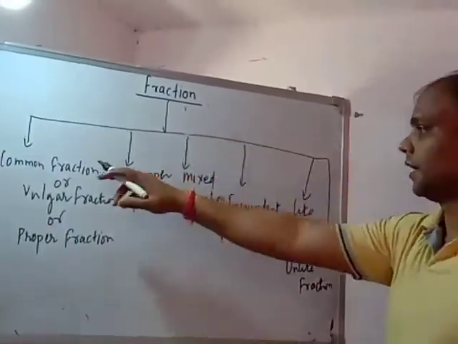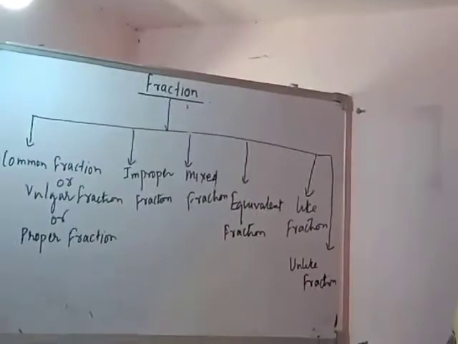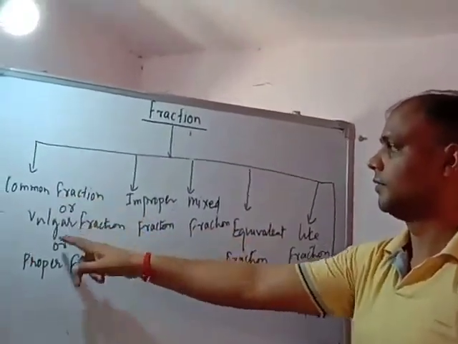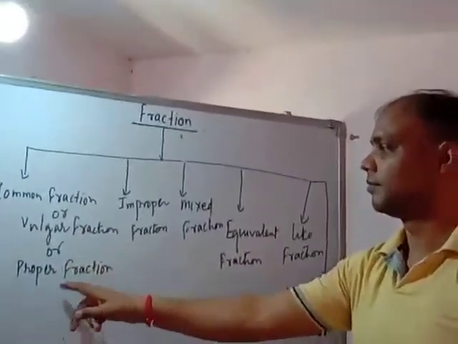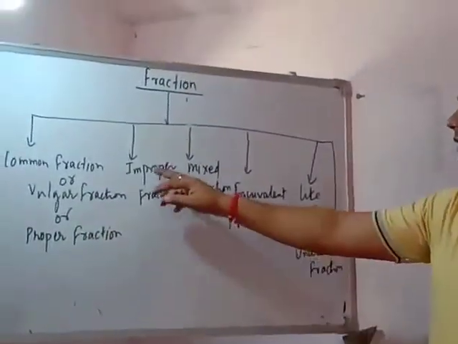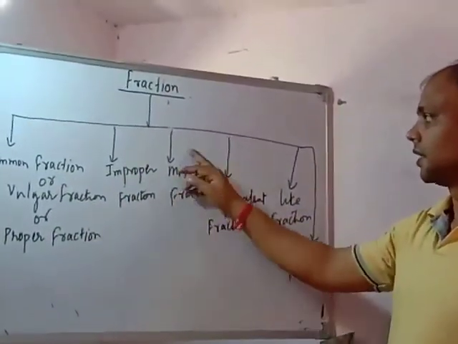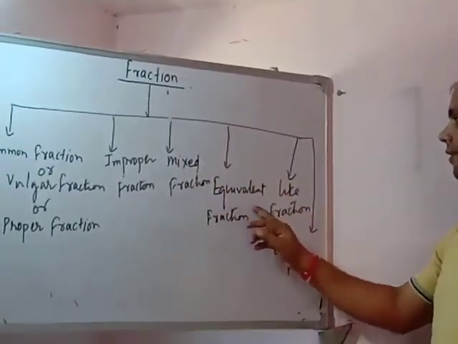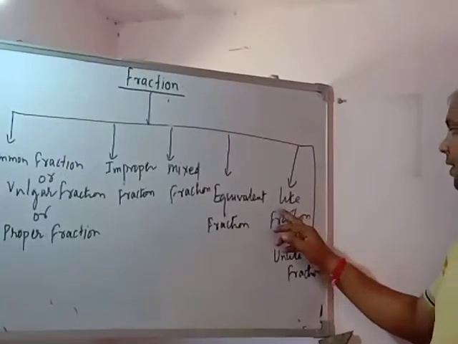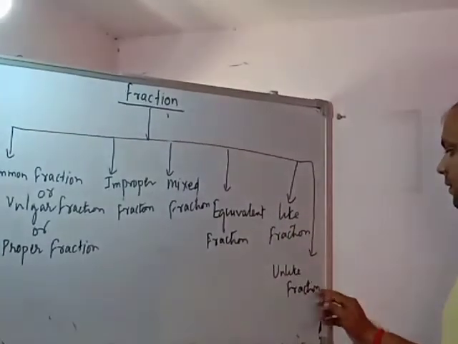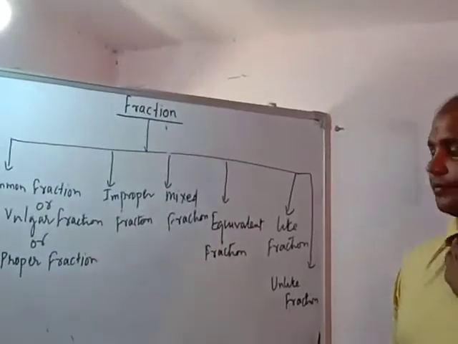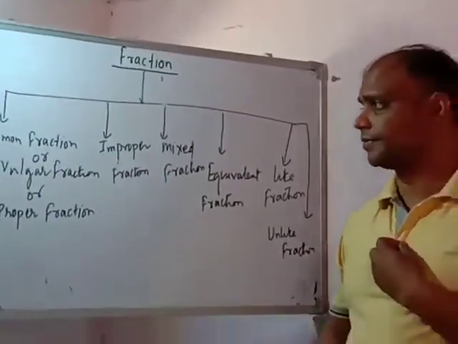Here, fractions have several types. First one is common fraction. This fraction is also called vulgar fraction or proper fraction. Second one is improper fraction. Third one is mixed fraction. Fourth one is equivalent fraction. Fifth one is like fraction. And sixth one is unlike fraction. Now we will discuss each fraction one by one.